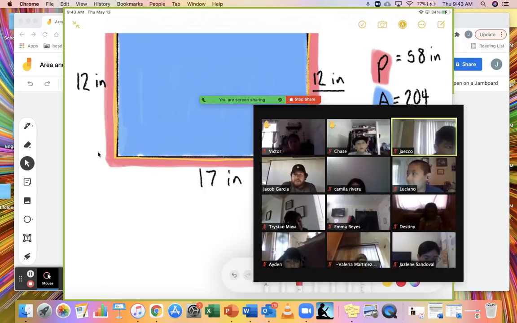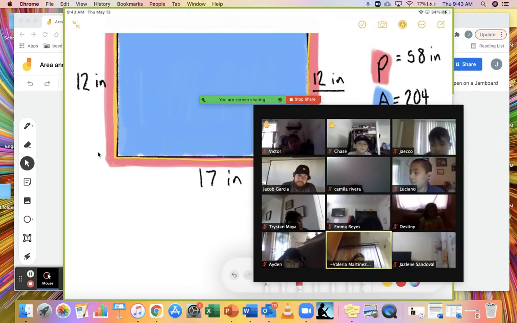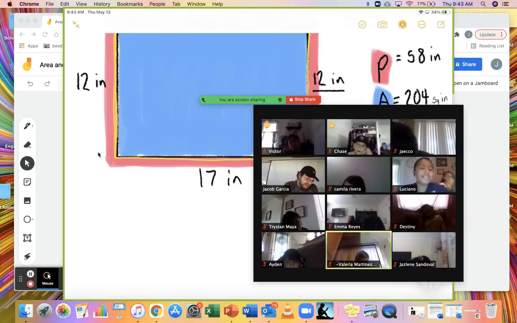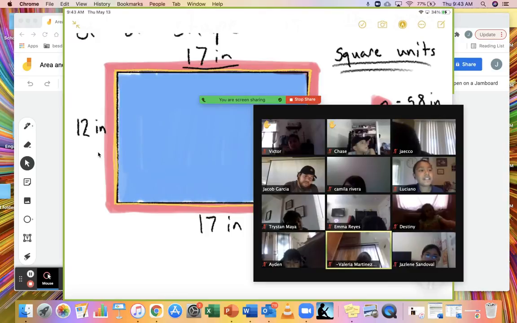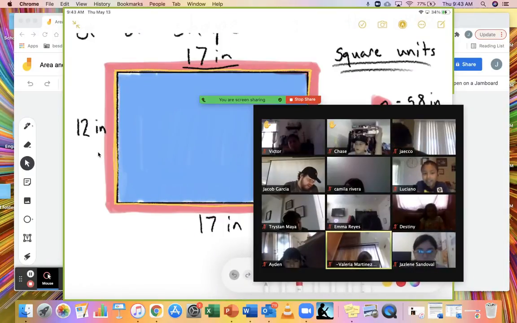Is there anything missing from our answer? Yes. What is missing? Square inches. Square inches, because now we are working with squares. Squares are what we're using to measure. Even though you can't see them, this entire thing, you're finding the area by counting little invisible squares that you can't see.